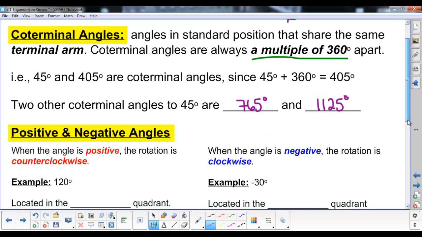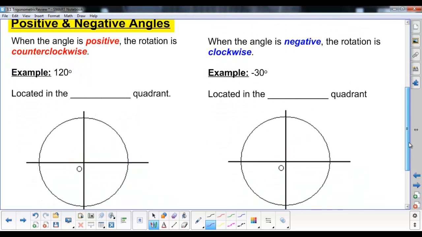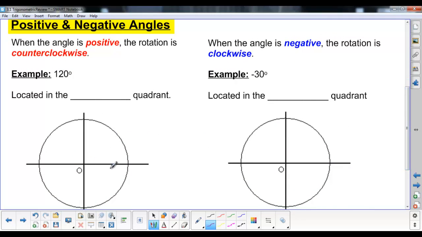1125 degrees. The other thing I want to talk about is positive and negative angles. So again, in standard position, when we rotate counterclockwise, that is when we're talking about positive angles. If I wanted to draw a terminal arm that was 120 degrees away from standard position, well, I would start in standard position here, and I would rotate counterclockwise about 120 degrees here. And I would label this angle here as 120. Our terminal arm has landed in the second quadrant.